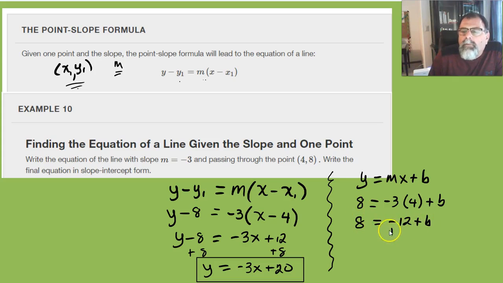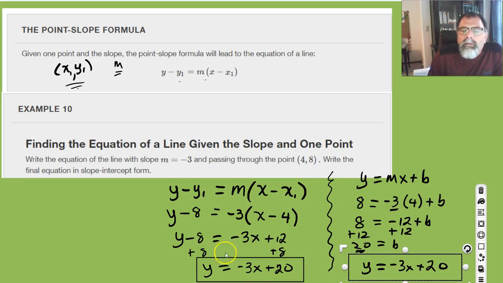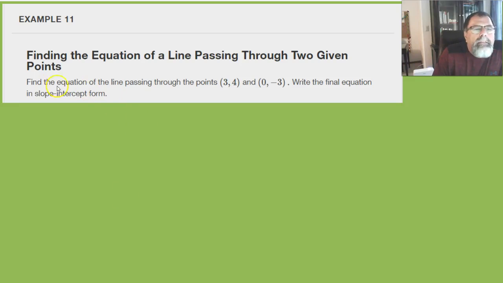So when I solve it for b, you get b is 20, right? You can see that's 20 over here. And then now I know the slope, they gave it to me, m, and I know the b, I figured it out. So y equals negative 3x plus 20. So whichever way makes most sense to you, do it that way. Be nice if you know both ways, but whichever way. I don't care. All right, moving on to example 11.